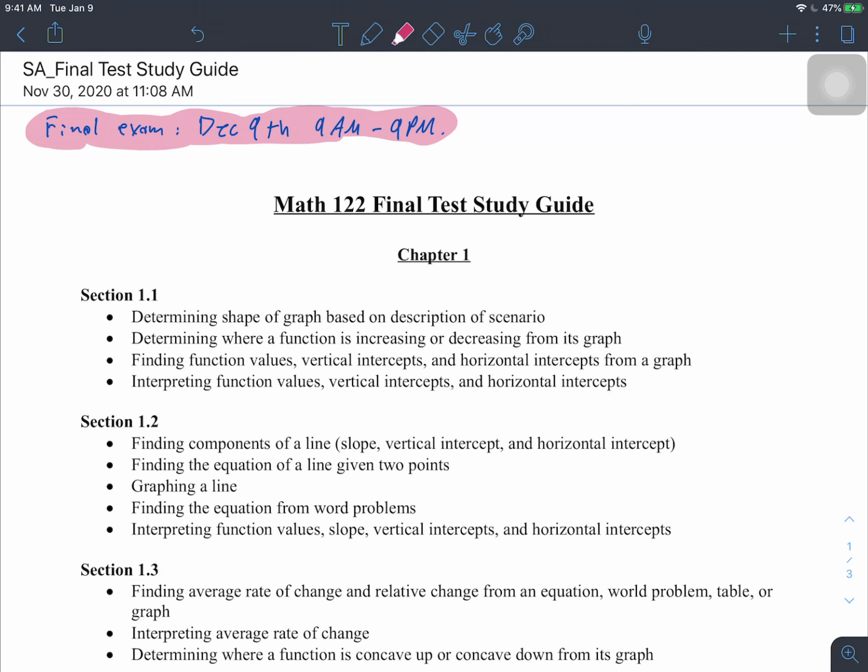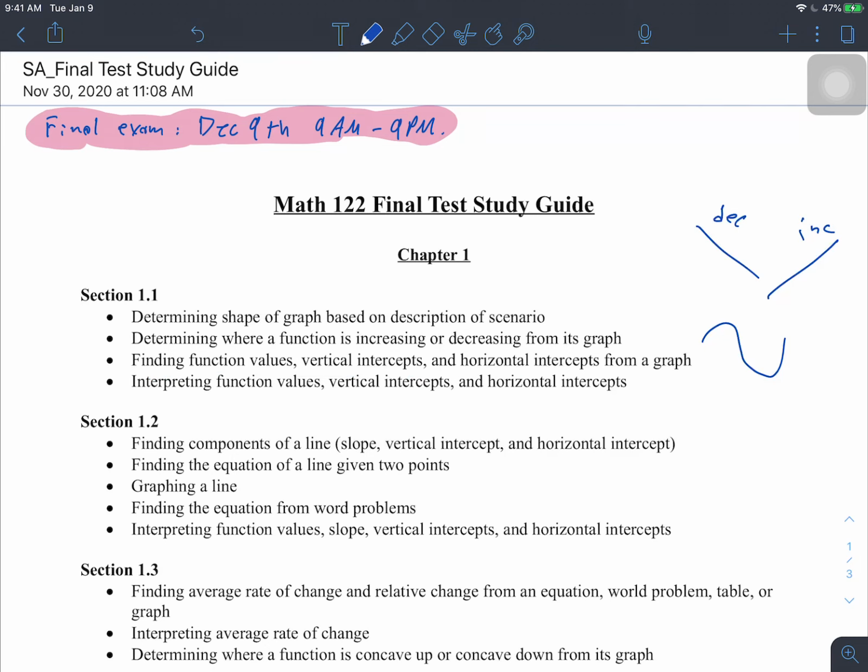Determining where a function is increasing or decreasing from its graph. Well, does it look like it's going down or does it look like it's going up? In one case we are increasing, and in the other case we're decreasing. So we should be able to look at even a curvy graph and decide in certain places whether it is increasing or decreasing based on whether the height of it is going up or down. Okay, we also want to be able to find function values, vertical intercepts, and horizontal intercepts from a graph.